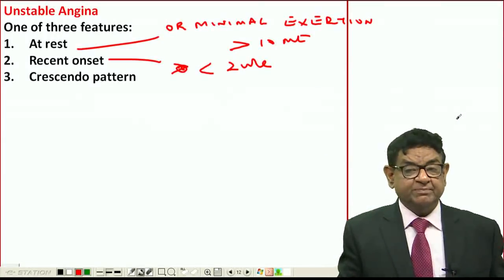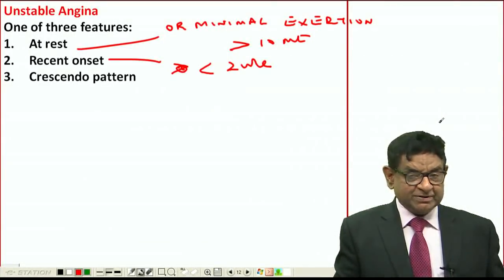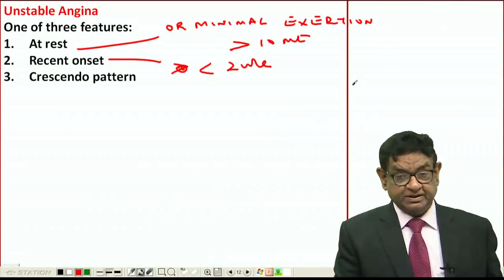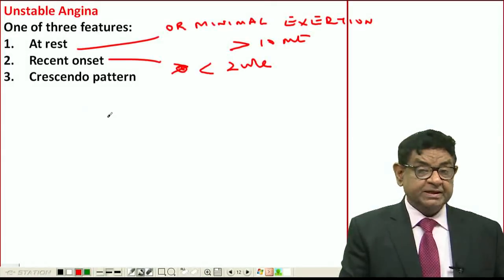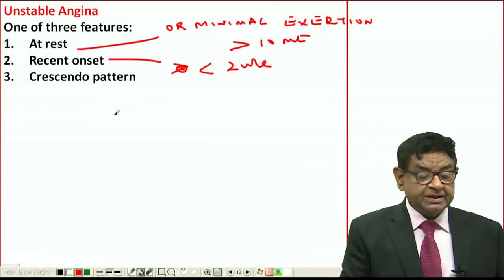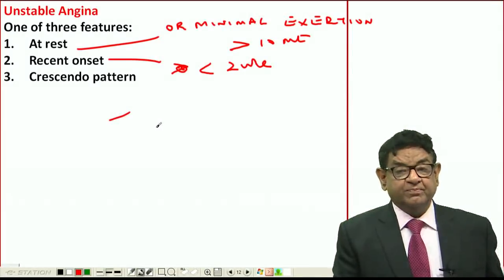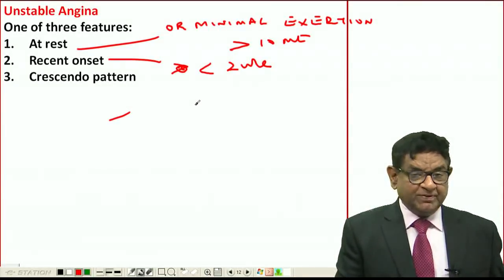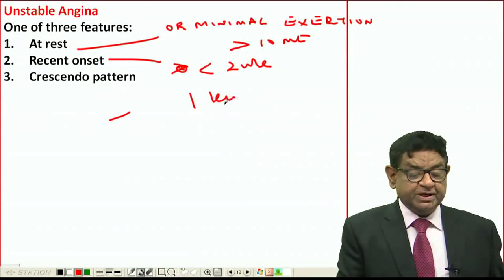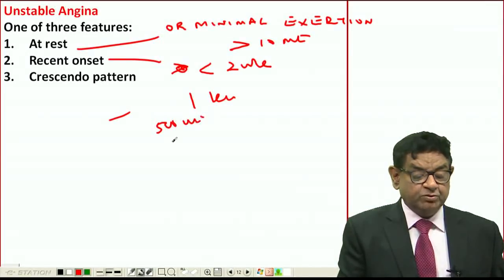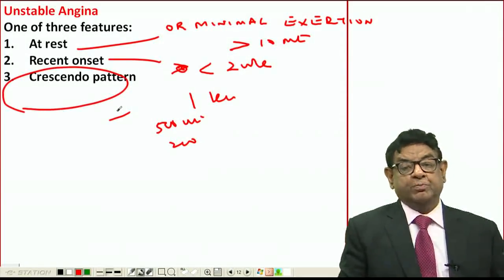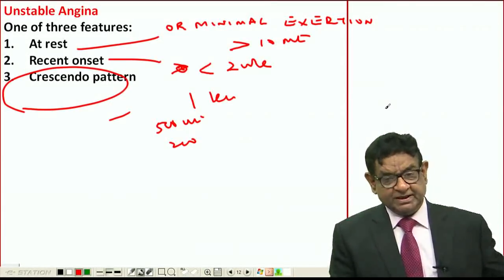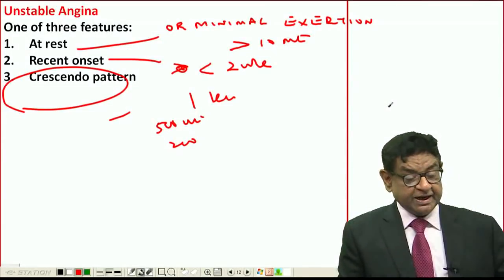The patient will come and say, up to about 15 days back I was perfectly normal, but now I have recurrent chest pain, and it is a crescendo pattern. The patient says, initially I used to walk for maybe 1 kilometer, then I used to have chest pain, but now I am getting chest pain at maybe 500 meters. Initially 1 kilometer, now maybe 500 meters or maybe 200 meters. So we are getting a crescendo pattern.